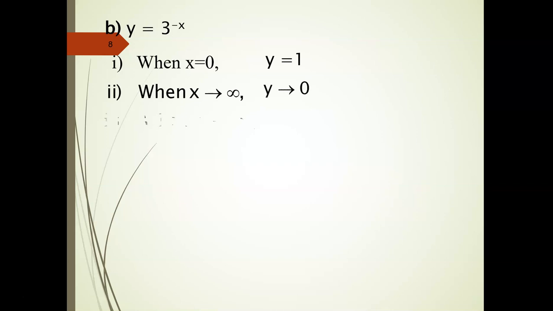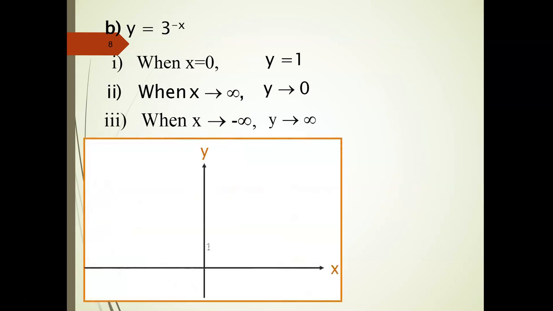Okay, how about the same a equals 3, but now your power is negative x. When x equals 0, then your y will be 1. When x approaches infinity, then y will approach 0. When x approaches negative infinity, then y will approach infinity. So how does your graph look like? Okay, like this. Because 3 power negative x, you can change it to the second case just now.